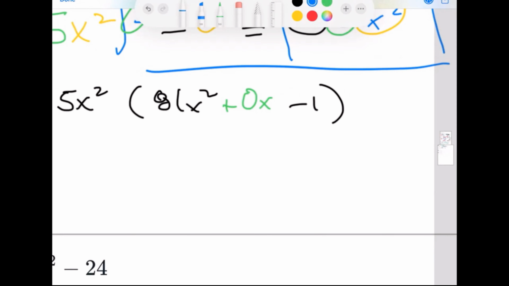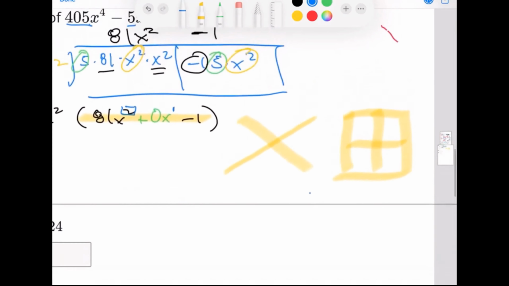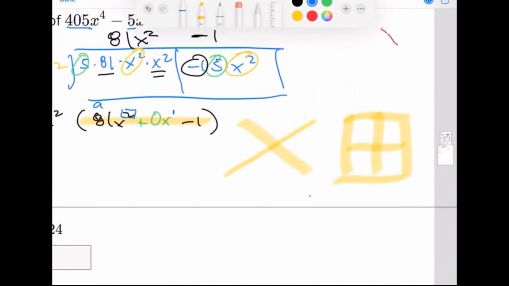I put a 0x in there because half of 2 is 1. So what we're going to do here is we're going to factor what's inside there in yellow. Okay, let's do that together. You could also use the chunking method here, but A, B, C. A times C is negative 81. My B value is 0. My two numbers are going to be 9 and negative 9. We are splitting this one so that has an x there.